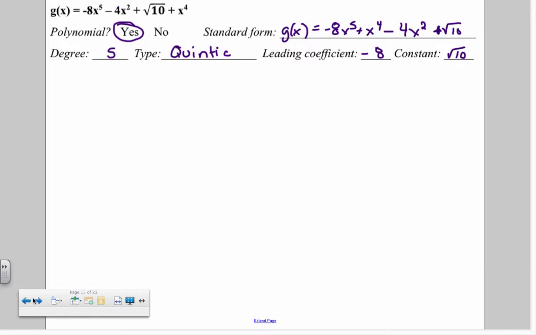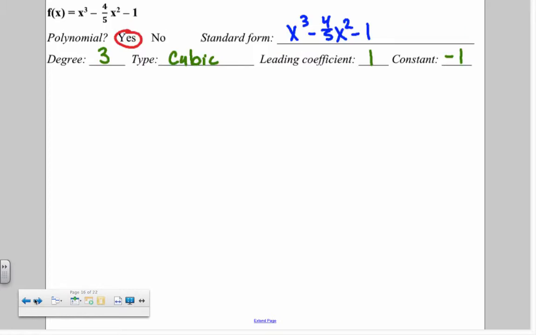Okay, so let's go ahead and check our answer here. For this one, you should have gotten yes. The standard form would be x cubed minus 4/5 x squared minus 1. Its degree is 3. It's cubic. It has a leading coefficient of 1, and a constant of -1.